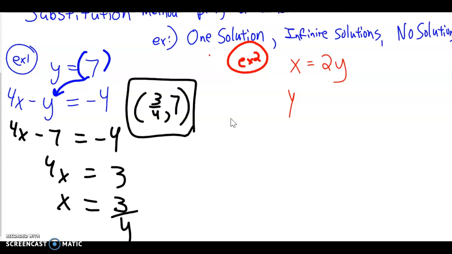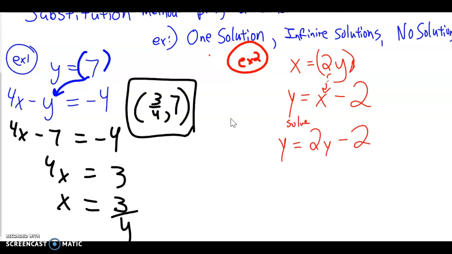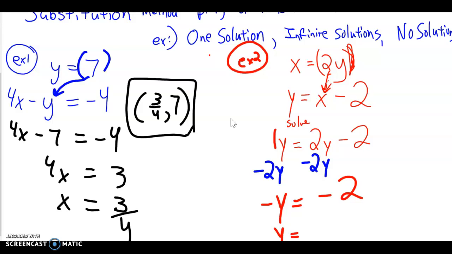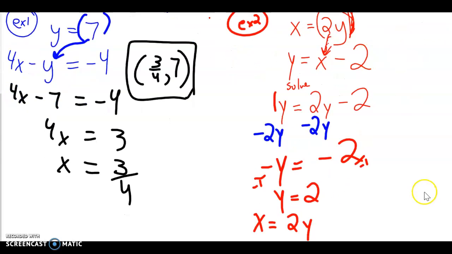Example 2. Here's the first equation. x equals 2y. y equals x minus 2. Literally plug in where you see the x into the other equation. And then you move. Now we have y equals 2y minus 2, because we plugged it in, substituted it in. Minus 2y from both sides, and we end up with negative y equals negative 2. y equals 2.